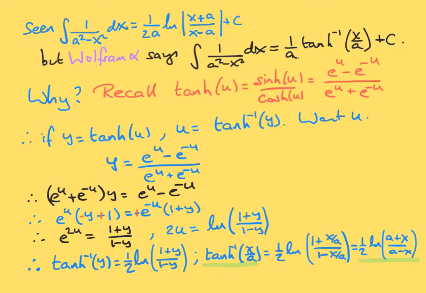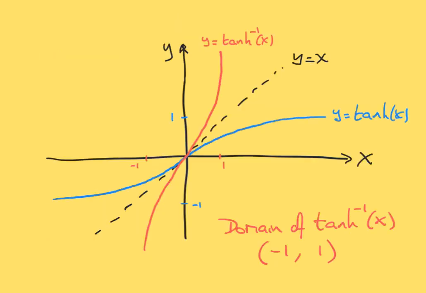But there is a key difference, and that key difference is visible here. E to the 2u is positive, and that tells you that y has got to be less than 1 for this to be positive, or y has got to be greater than minus 1 for this to be positive. So I'm going to show you a graph of the tangent function, and that will hopefully help. So let's look at that on the next slide.